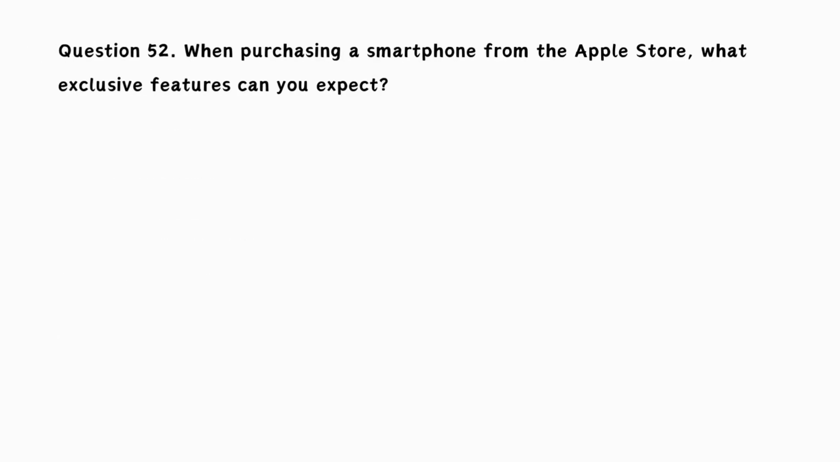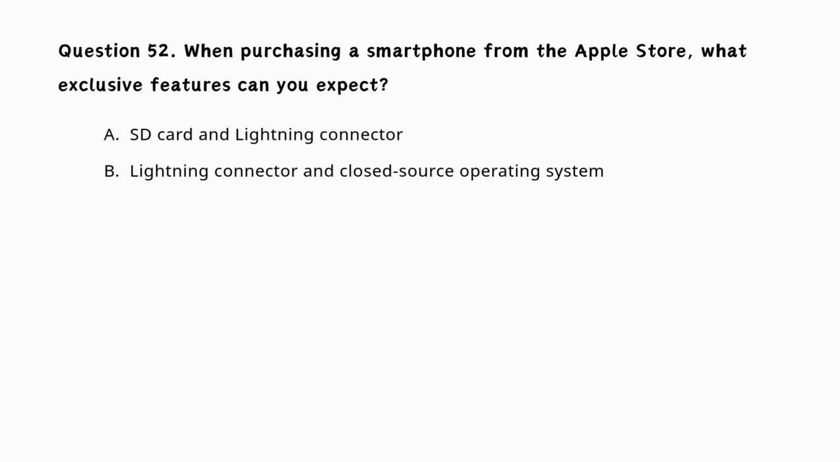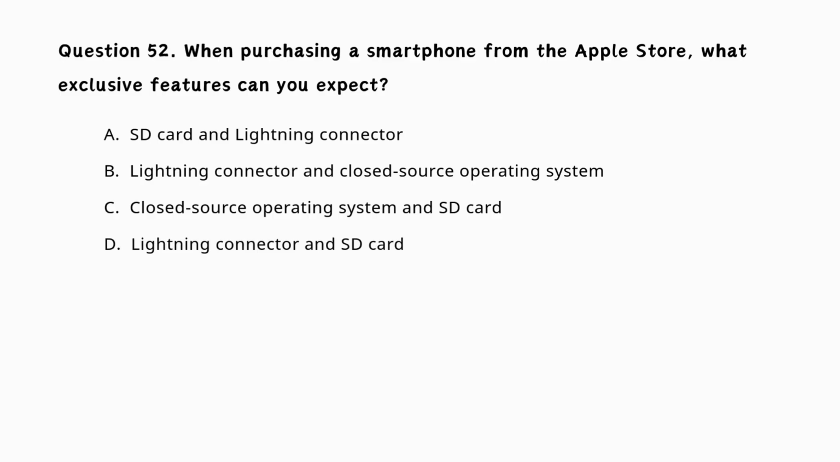Question 52. When purchasing a smartphone from the Apple Store, what exclusive features can you expect? A. SD card and Lightning connector. B. Lightning connector and closed-source operating system. C. Closed-source operating system and SD card. D. Lightning connector and SD card.